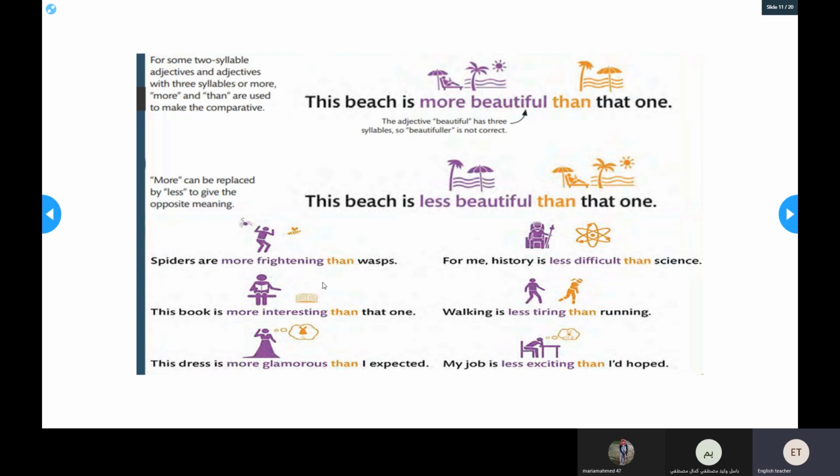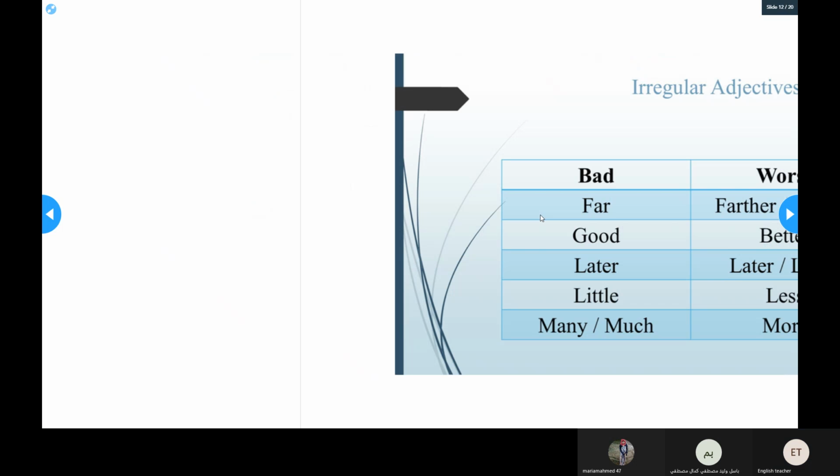This one over here. The dress is more glamorous than I expected. Very good. So if you notice, you will see adjectives like frightening, interesting, glamorous, difficult, tiring, or exciting. We didn't add anything to them. We added before them another word, which is less or more, unlike the regular or short adjectives.